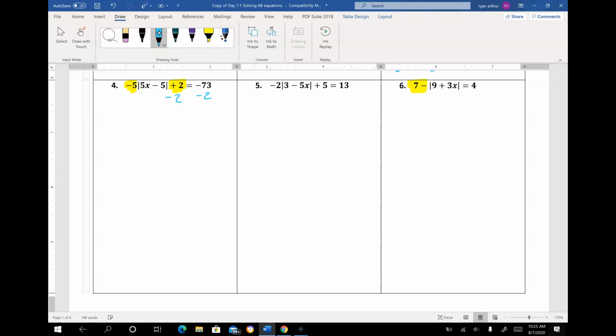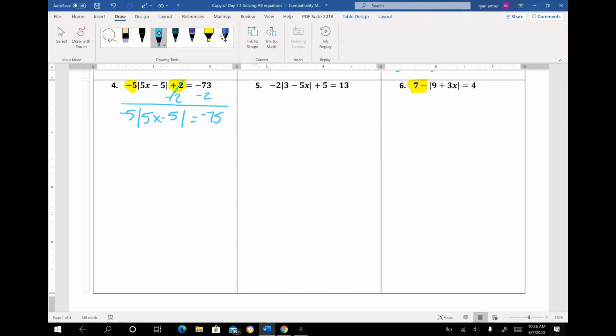Now, do you see how this is equal to a -73? That is okay because it is not isolated yet, okay? You do not care about that negative until it is isolated. So let's isolate it first and see what we get. So that cancels. We bring down the -5 times the absolute value of 5x minus 5. And that's going to be -75.